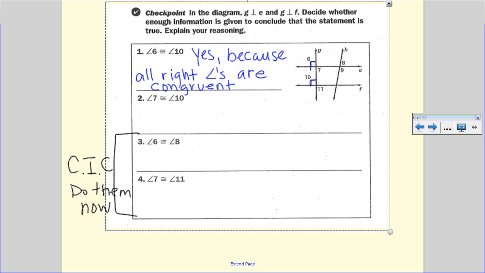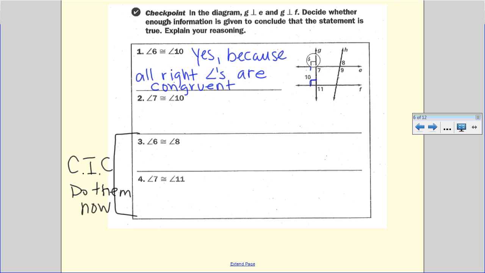And you guys have noticed I've started abbreviating angles because we're going to be using that word a lot in this chapter, so we can abbreviate that. When we take a look at number 2, angle 7 is congruent to angle 10. So I'm going to look at angle 10, and I want to know, is it congruent to angle 7?